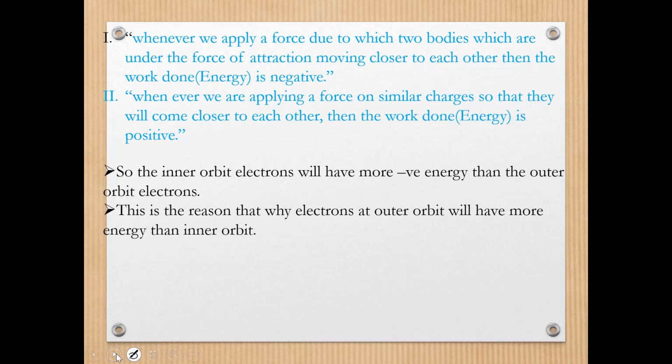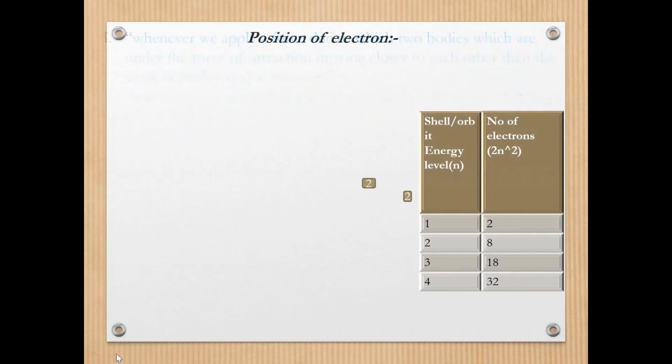This is the reason why electrons at the outer orbit will have more energy than the inner orbit. Negative means that as we move to a higher orbit, the negativity becomes less, so the less negative value is more in terms of positivity. So the electrons at the inner orbits will have lesser energy than the electrons at the outer orbit. This is the reason that Bohr said this.